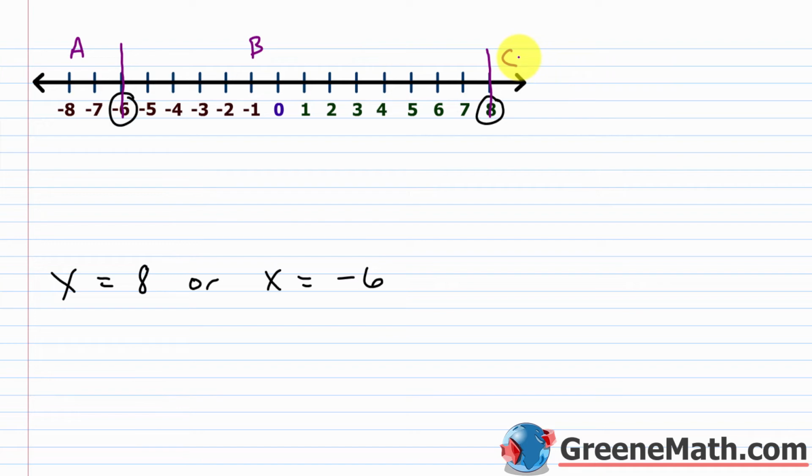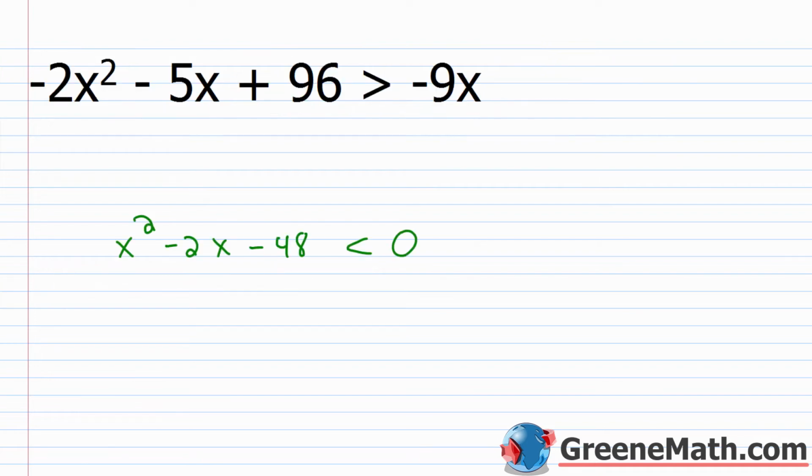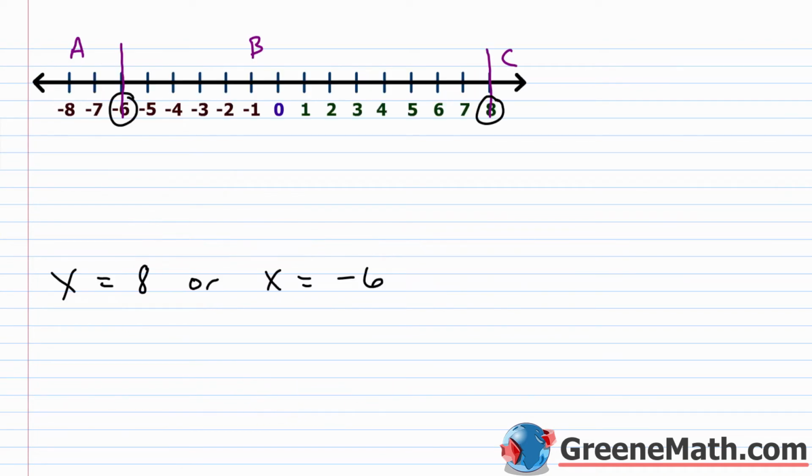So in interval A, let's just pick negative 7. So does negative 7 work as a solution? So plug in a negative 7 here and here. Negative 7 squared is 49. Then you'd have negative 2 times negative 7, which is plus 14, and then minus 48. So is this less than 0? We know without even doing the problem it's not. 49 minus 48 would be 1. 1 plus 14 is 15. So we know that 15 is not less than 0. So that's false.